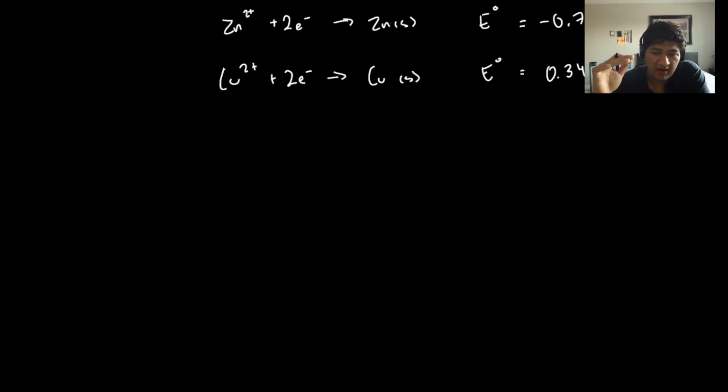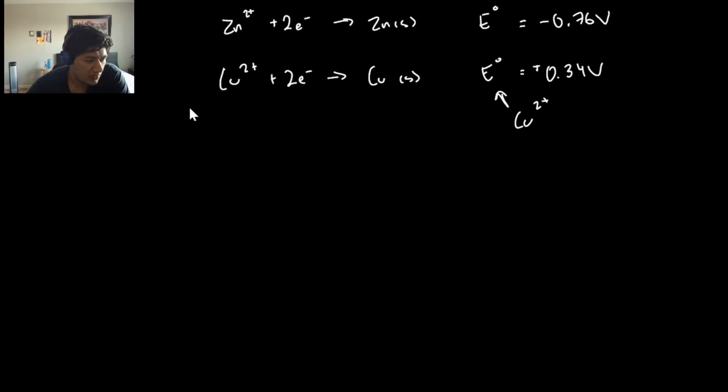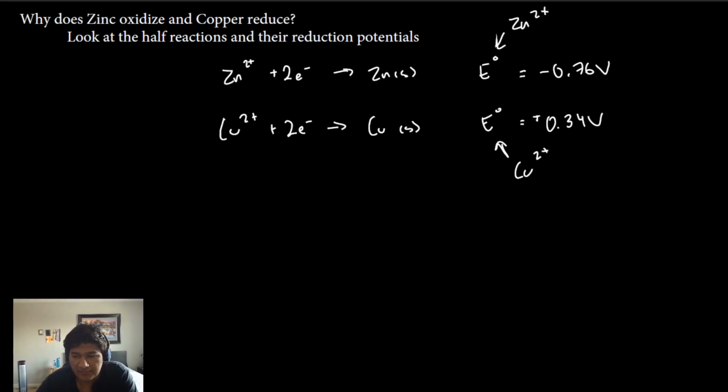So let's look at the half reactions and their reduction potentials. So these are the standard reduction potentials for zinc 2+. And this is the standard reduction potential for Cu 2+. Basically, we're comparing which would reduce. We have a negative 0.76 volts, and we have a 0.34 volts, which you could just call a positive. I just saw that my face was covering that. There we go. There. That's better.